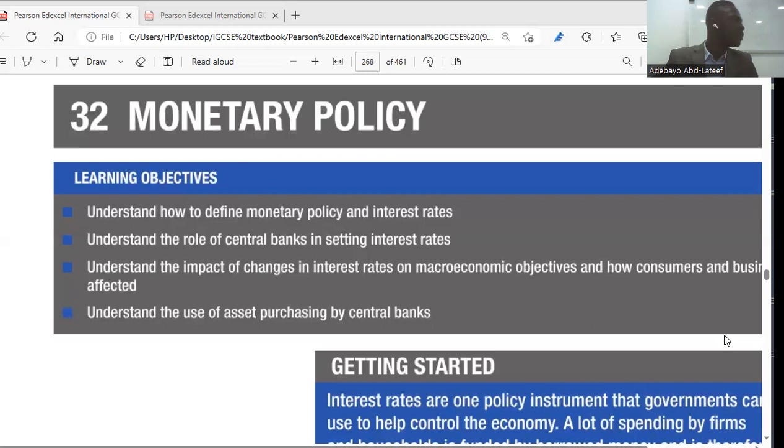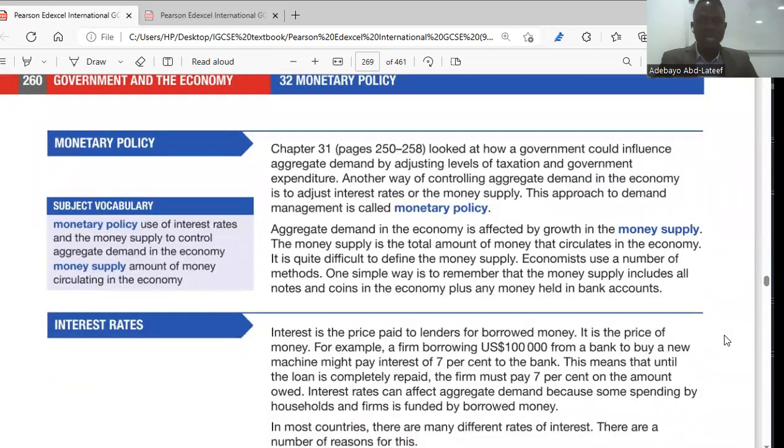So government could use monetary policy to make sure aggregate demand is at par with the demand of the customers. So if demand for products is increasing and prices are increasing too, to correct market failure or to control aggregate demand, this approach of demand management is called monetary policy.